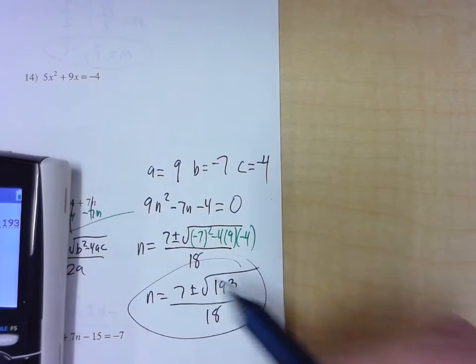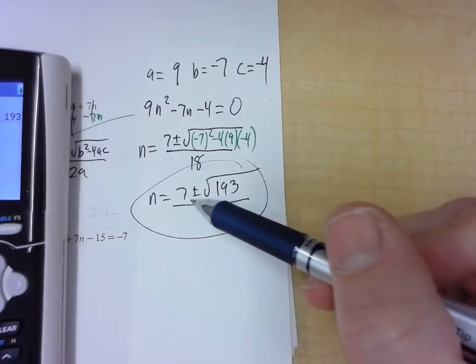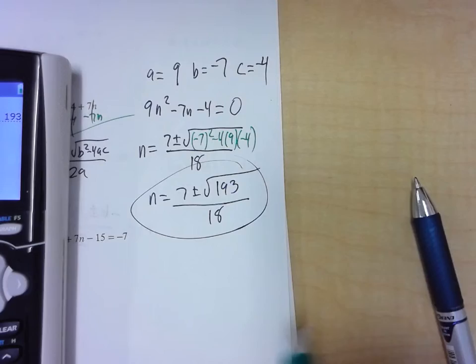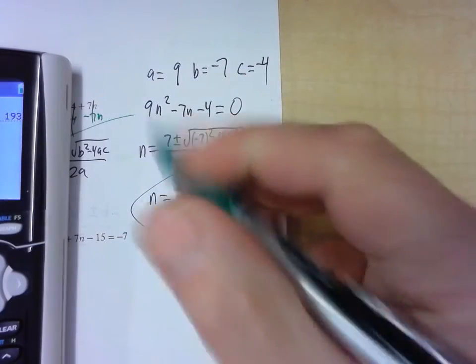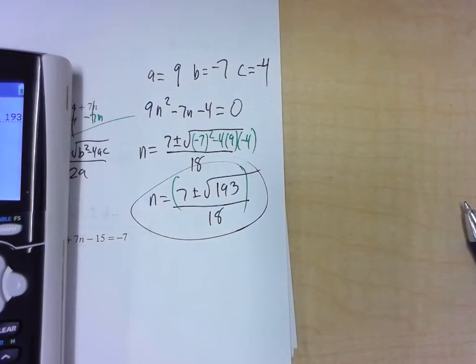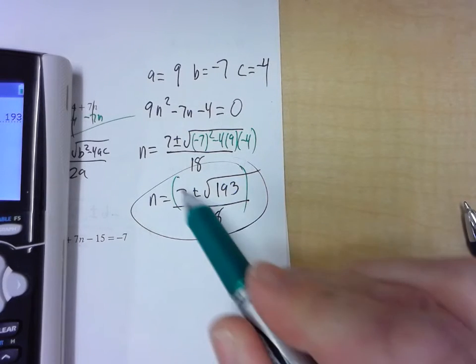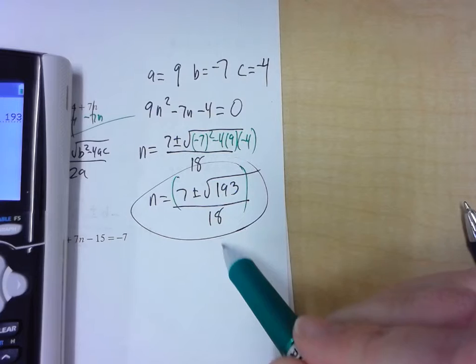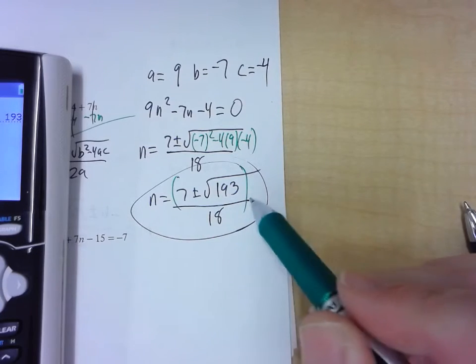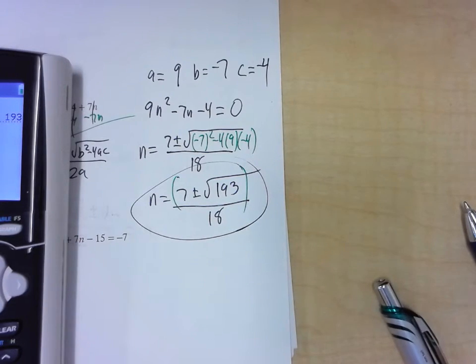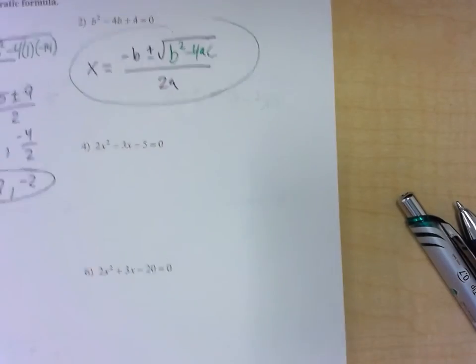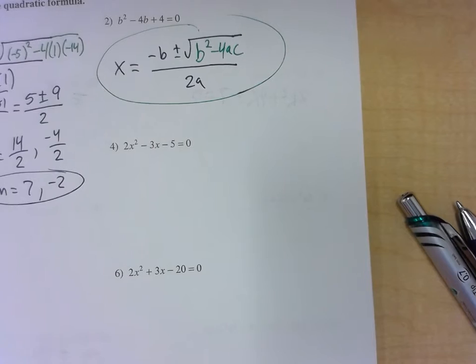And again, if you want the decimal approximations, there's invisible parentheses here, right? So you got to have the parentheses on the calculator, just like we did earlier. You do 7 plus the square root of 193, and that has to be in parentheses, divided by 18, and then 7 minus the square root of 193 over 18. All right, so go ahead and try these problems. They're not too bad. You just got to identify A, B, and C, and then put them in the formula.